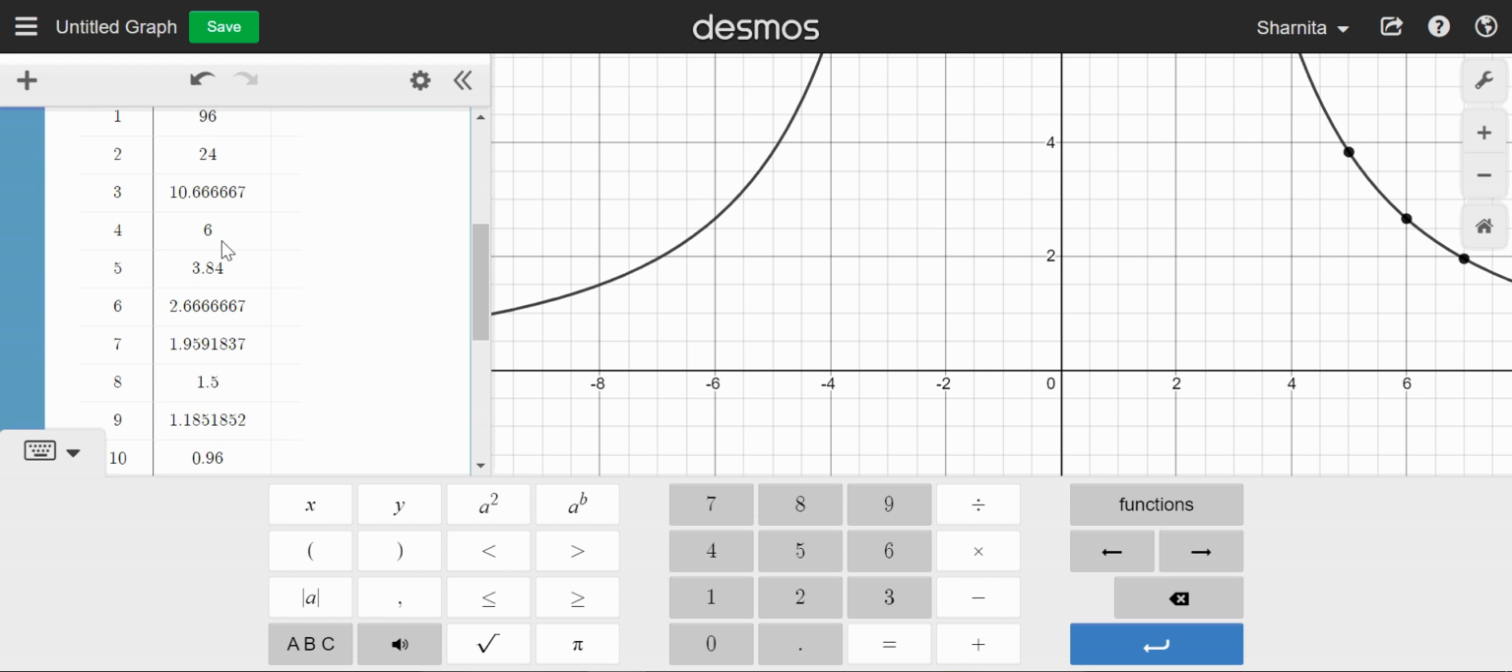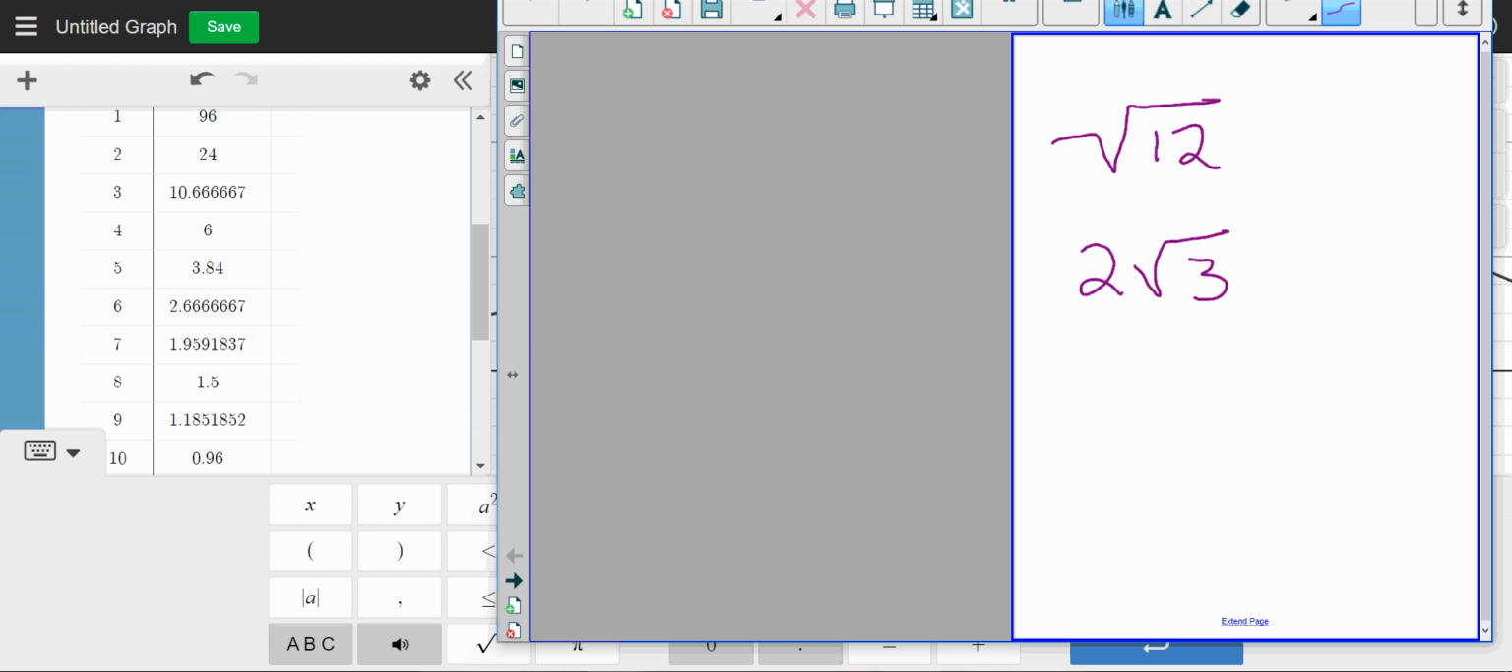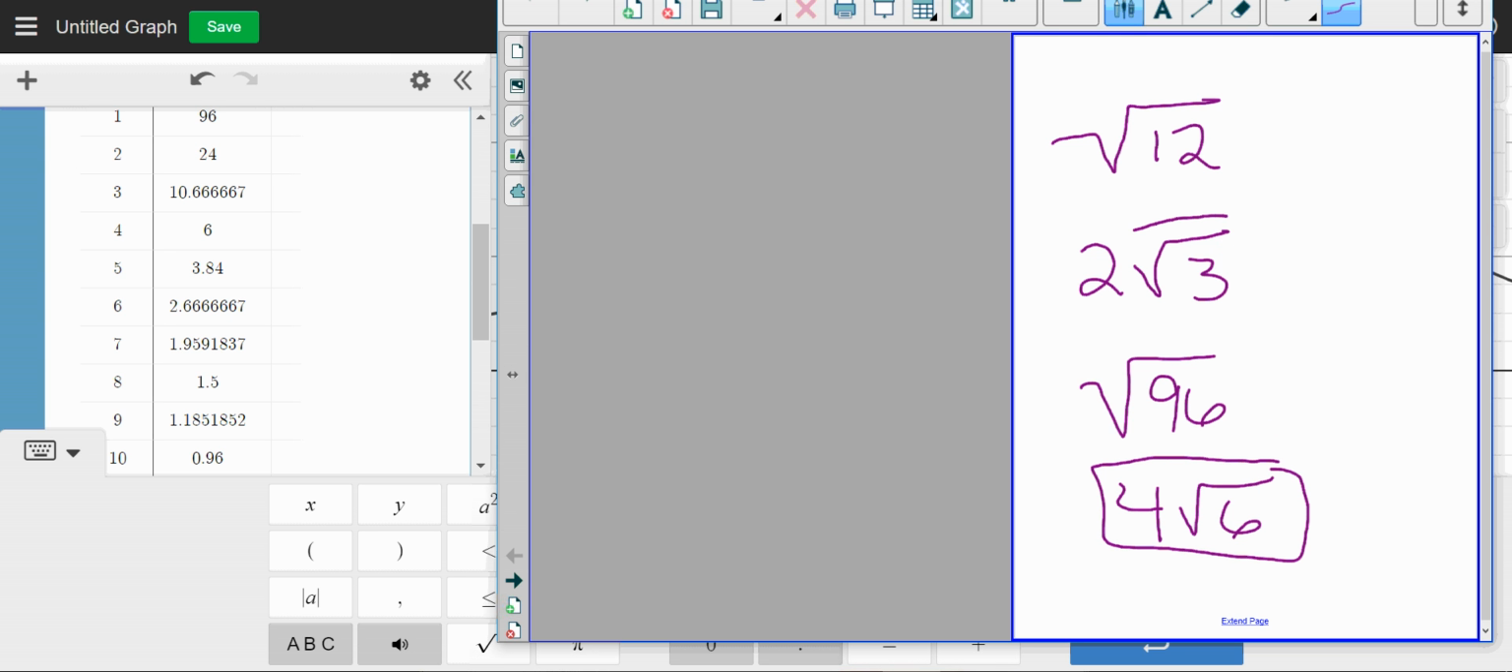So 6 is our number that goes under the radical, and the 4 next to it is our number that goes outside of the radical. So the square root of 96 is 4 radical 6. And that's how you simplify radicals using Desmos.